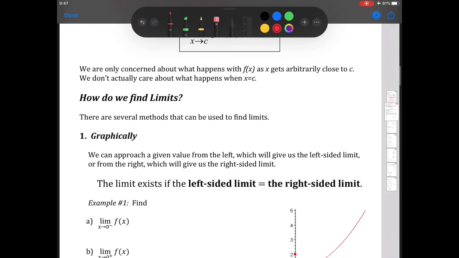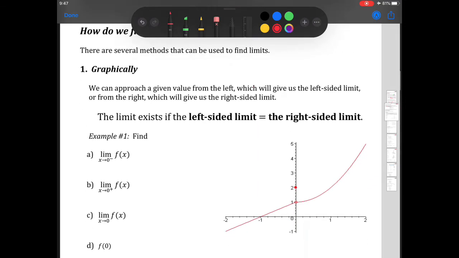So how do we find limits? There are a few ways we can find limits. There are several methods that can be used to find limits.